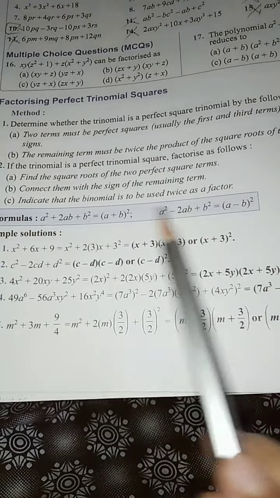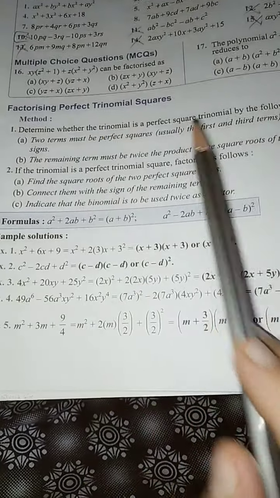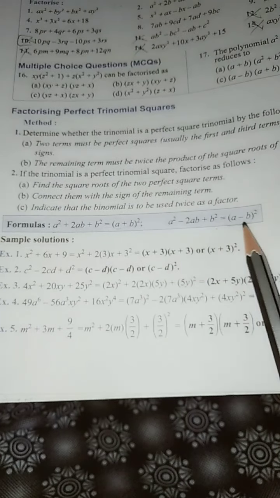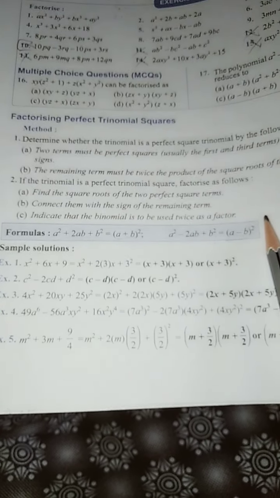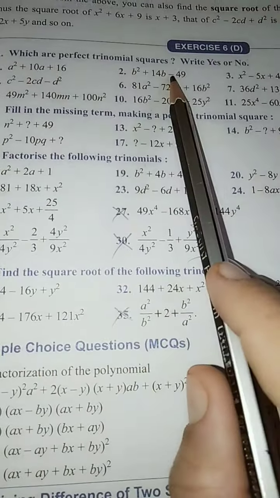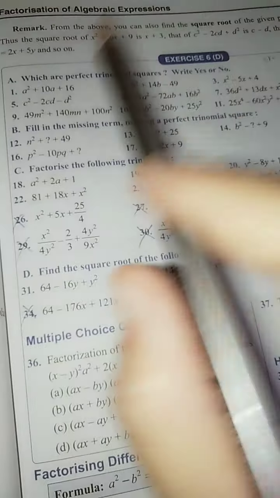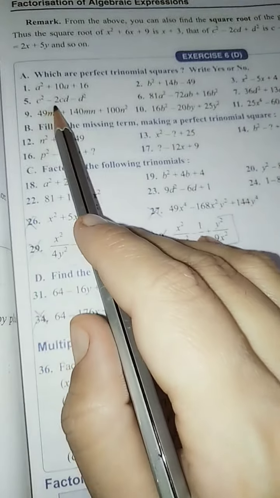The trinomials which follow this identity are called perfect trinomial squares, and a plus b whole square or a minus b whole square are the factors. So we will see which trinomial is following this. Now let us move to exercise 6d. Which are perfect trinomial squares? Write yes or no. For this, first we will see which of the following trinomials are following the identity.